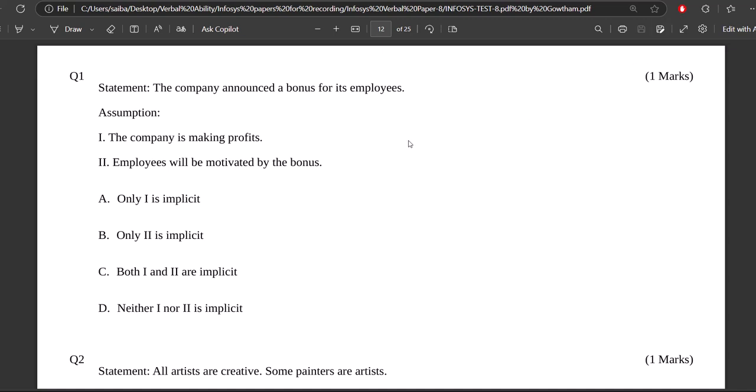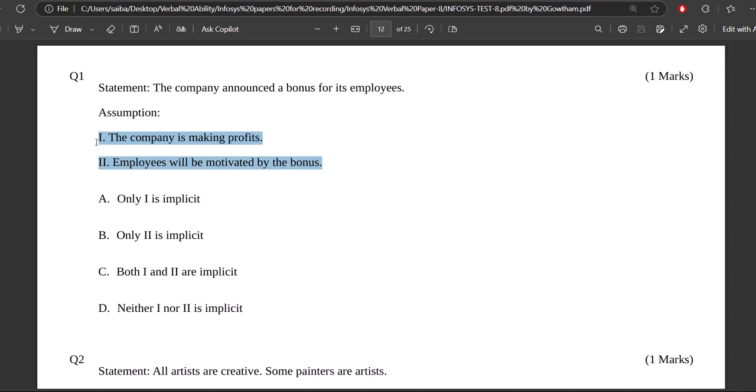In this paper, we are going to discuss Infosys verbal paper test 8. The first question we have here is: the company announced a bonus for its employees. Assumption one is the company is making profits. Assumption two is employees will be motivated by bonus. So in the given reasoning questions, we need to find out which is implicit, either one or two or both or neither. The statement given here is the company announced a bonus for its employees. But the assumptions are that the company is making profits and employees will be motivated by bonus.